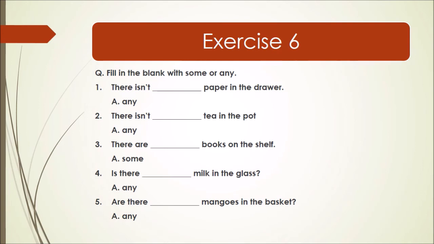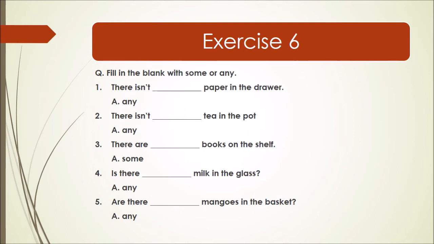Now we have exercise number 6. In the blanks you have to use some or any. Question is fill in the blanks with some or any. Number 1, there is not dash paper in the drawer. There is not any paper in the drawer. Why we use any here? Because you will see isn't, matlab nahi milta. There isn't any tea in the pot. Number 1 and 2 are negative sentences, so we put any here.